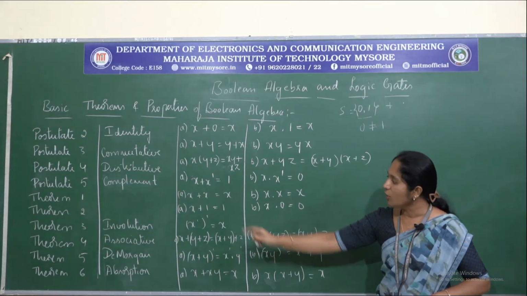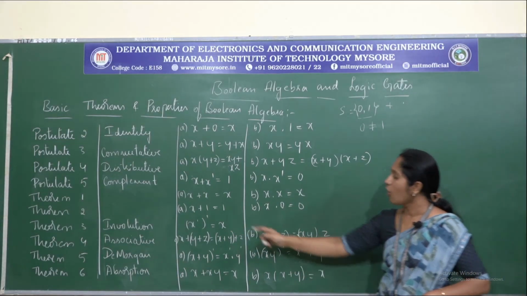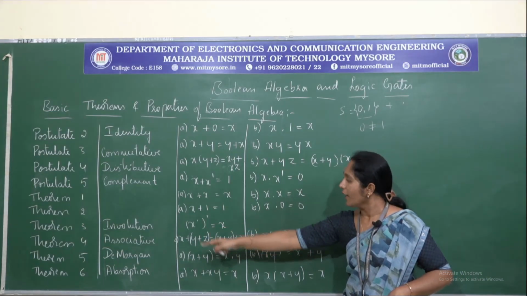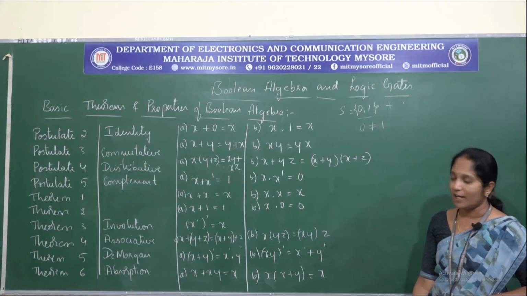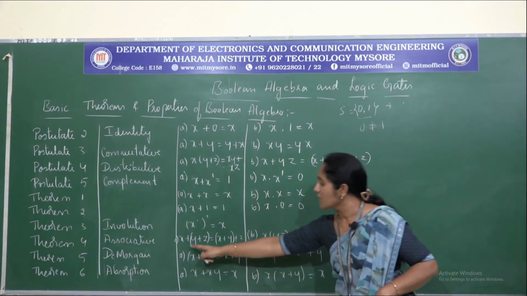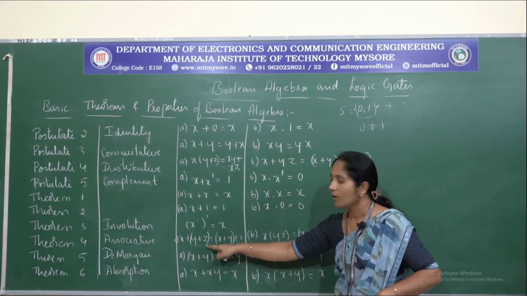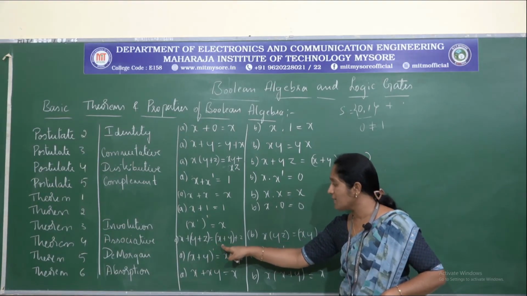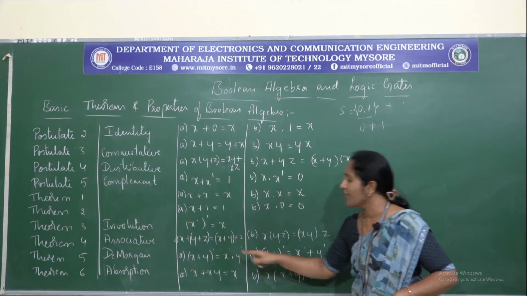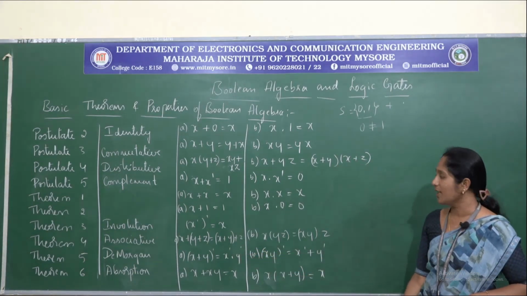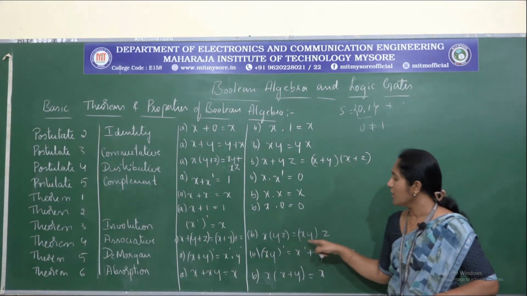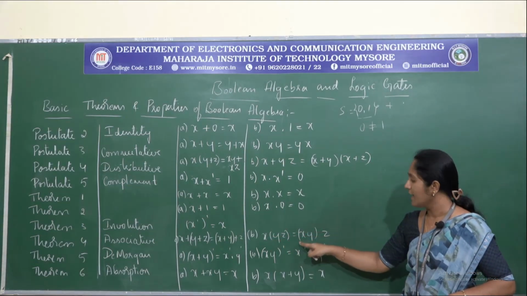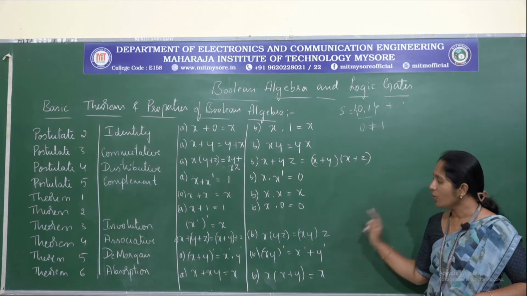The third theorem is involution. It says that the complement of a complement is equal to the original signal. Theorem 4 is associative. By the associative law, x + (y + z) is equal to (x + y) + z. If it satisfies this, then we say it is associative in nature. The other version, the dual of that, is x · (y · z) equal to (x · y) · z.